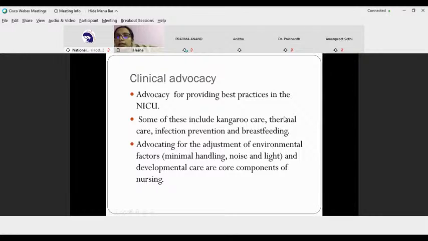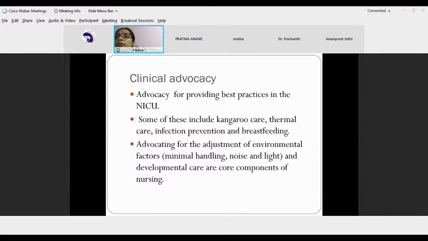Now, the second one is clinical advocacy. We have to be the best advocate for providing the best practices in our NICU. Some of them include kangaroo mother care and thermal care. When the mothers or fathers or the caregiver enters, how to provide KMC, what the prerequisites of KMC are, what the benefits are, and how they have to cover their babies to minimize heat loss, the things which can cause heat loss leading to poor weight gain. We have to control that part also.